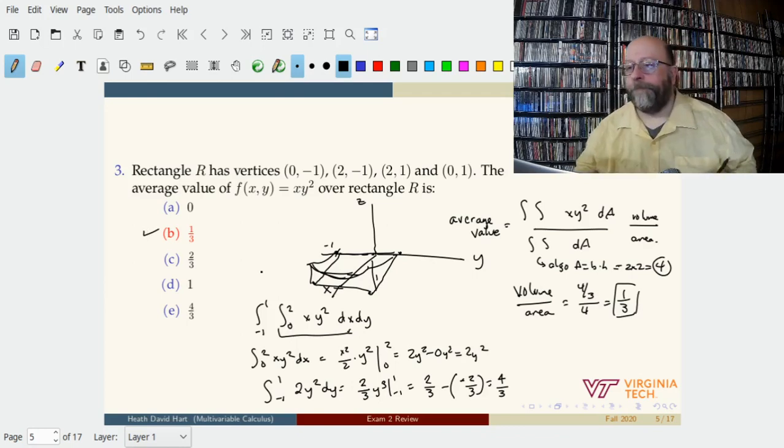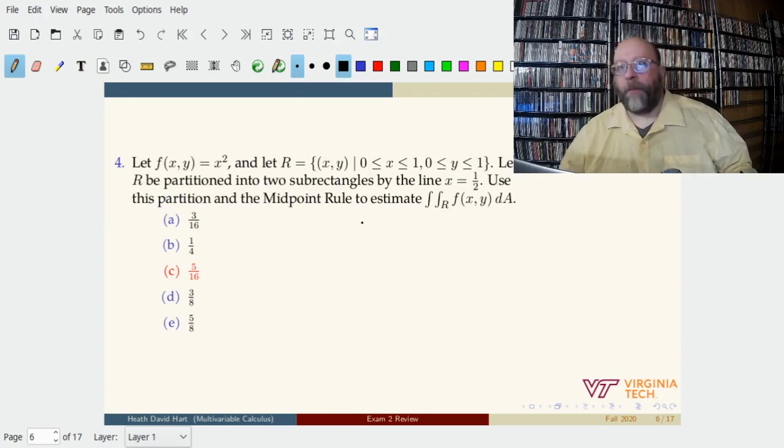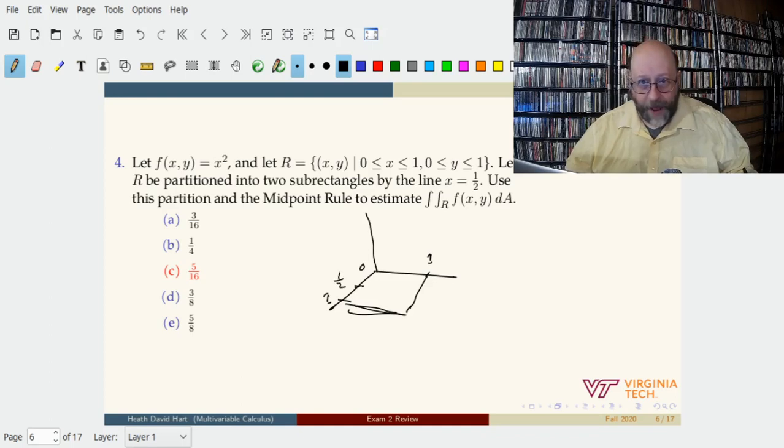Okay. Moving on. Let's do another rectangle problem. This time my rectangle goes from 0 to 1 in the x direction and 0 to 1 in the y direction. Let's see if we can do that. This rectangle is being partitioned into 2 subrectangles by the line x equals 1/2. So here's 1/2 on the x-axis.